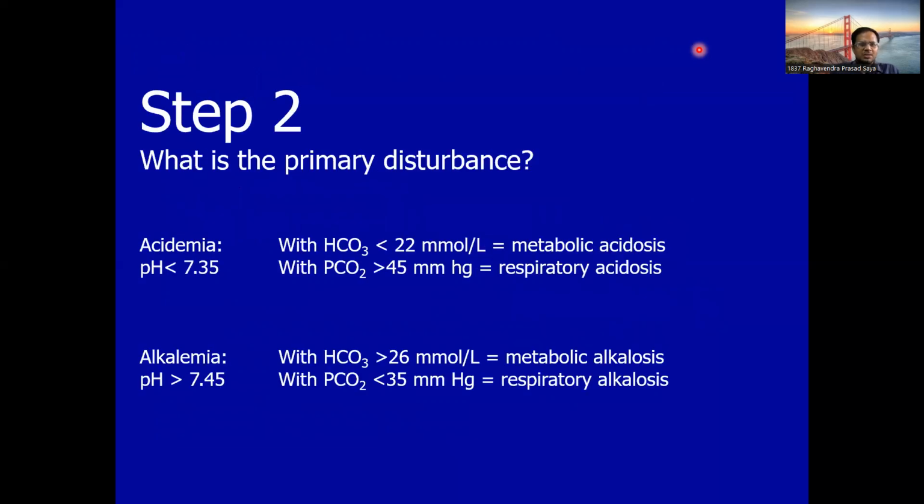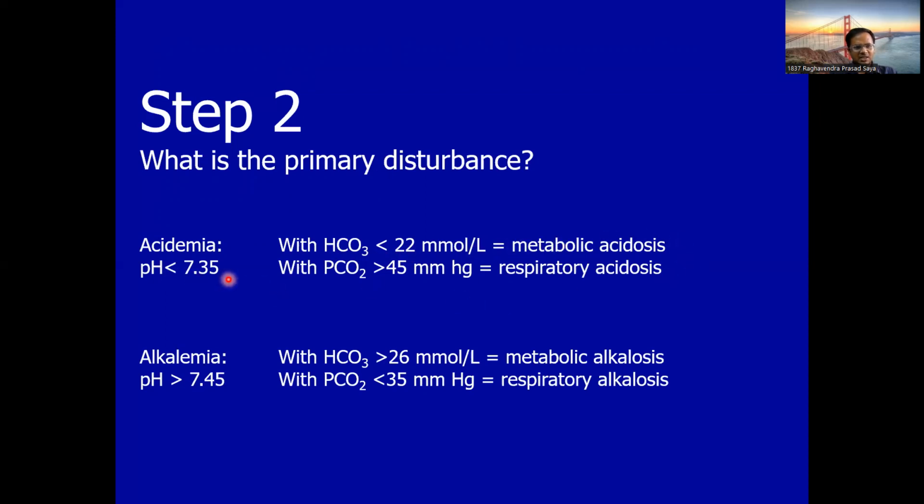Then step 2: what is the primary disturbance? You should know whether the primary disturbance is a metabolic or a respiratory component. If the pH is less than 7.35, that is acidosis, and the bicarbonate is less than 22, then you say the patient has metabolic acidosis.